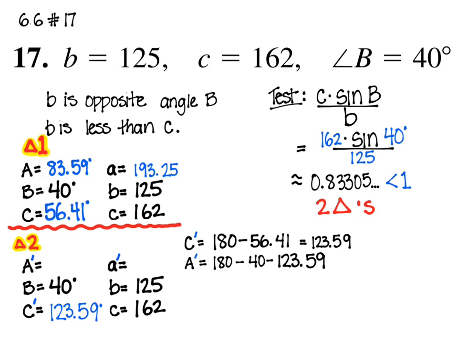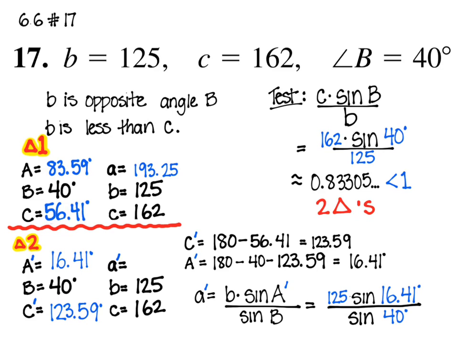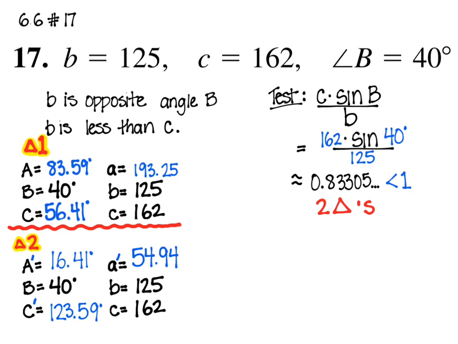Again, the same thing as I did before. I'm going to use the triangle sum theorem to find A prime, and I find that it's 16.41, a nice tiny little angle, but that's respectable anyway. And now I'm going to find the side A, again using law of sines, plugging in the information I know, and when I put it in my calculator, I get 54.94, and so those are the two triangles for problem number 17.